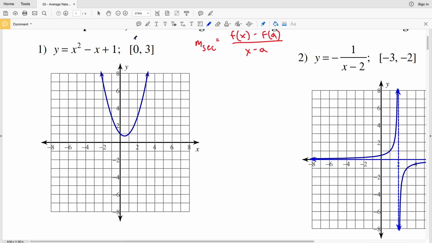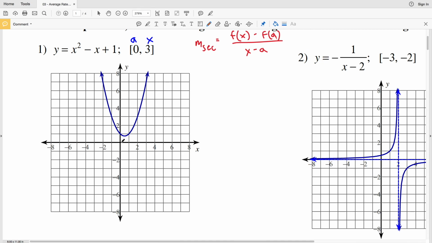So our starting interval value is at 0 and our end is at 3. So we're going to find f of x, so the y value or the function value when x is equal to 3. Then we're going to find f of a, the function value or y value when we are at 0, and that's going to be subtracted. And then we're going to take 3 minus 0, essentially the change in x. So remember, slope is change in y over change in x. Here we're finding the change in our function value over the change in our x values. Delta y over delta x.